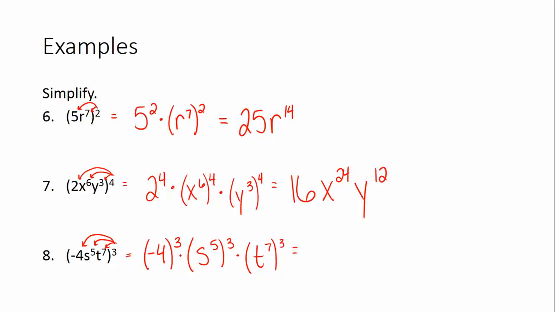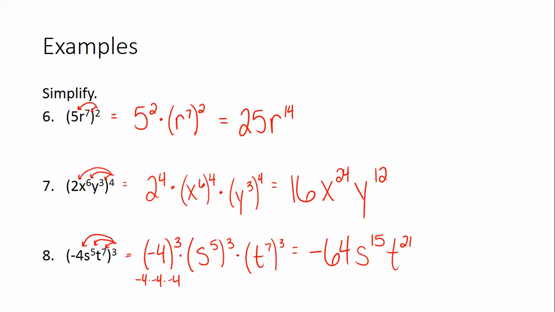Now when we simplify, negative 4 times negative 4 is positive 16. 16 times negative 4, because remember this is negative 4 times negative 4 times negative 4. That's negative 64. S to the 5th to the 3rd is s to the 15th. And t to the 7th to the 3rd is t to the 21st.